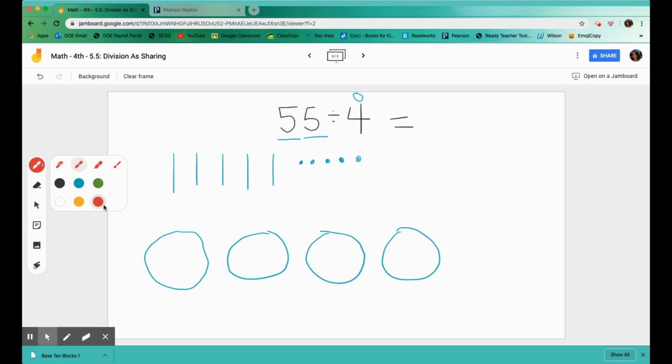And now it's time to share. So let's divide the 5 tens among the 4 groups. As you can see, I have 1 ten left over, but I cannot share my 1 ten among these 4 groups equally. So I'm going to look at my ten and look at my ones, and I'm going to add them together. So if I have 1 ten and I have 5 ones, I have 15 ones.